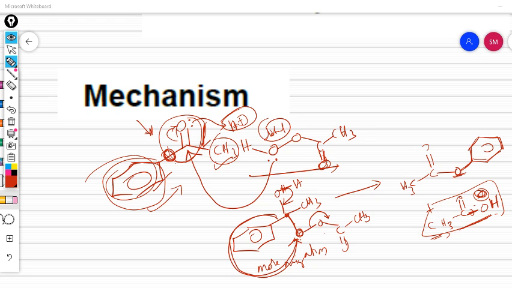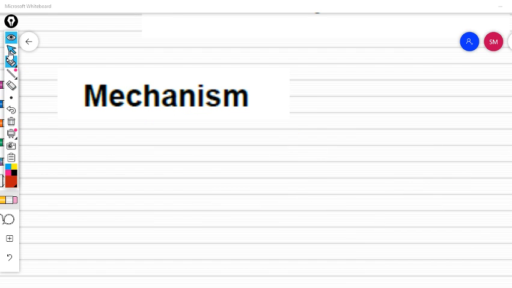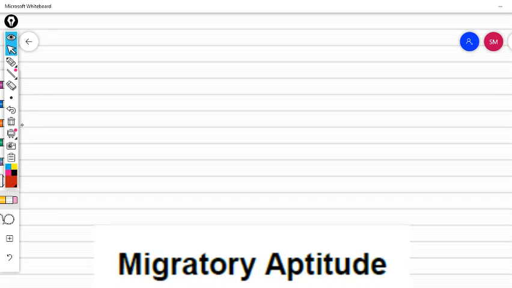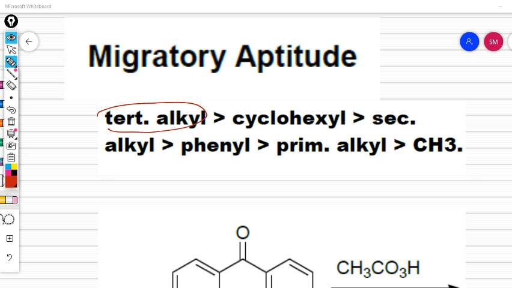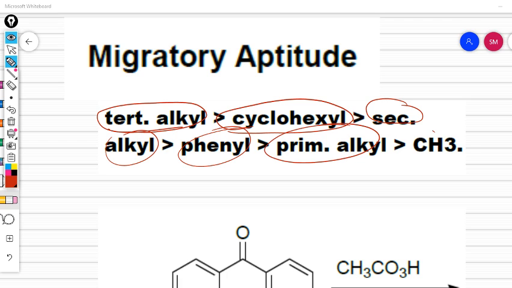Okay. So that is the main point that you must understand. After seeing the mechanism, now we are going to see some of the migratory aptitude of the groups that are attached to the carbon. The highest migrating tendency is held by tertiary alkyl groups, then cyclohexyl group, then secondary alkyl group, then phenyl group, then primary alkyl, then methyl.